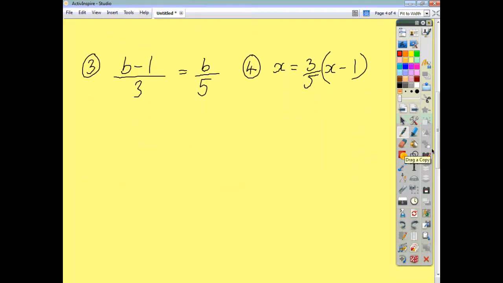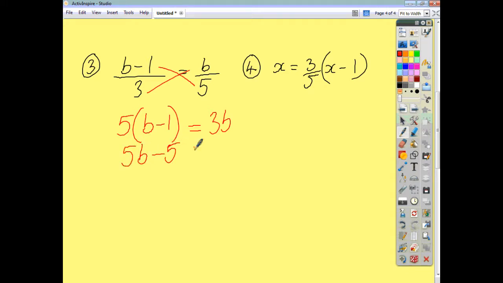Now let's look at questions 3 and 4. Let's do 5 times b minus 1. So 5 brackets b minus 1. Remember, you're multiplying everything here by 5, not just the b, but the b and the negative 1. And then that's going to be equal to 3 times b. Multiply the brackets, we get 5b minus 5. And that's equal to 3b.